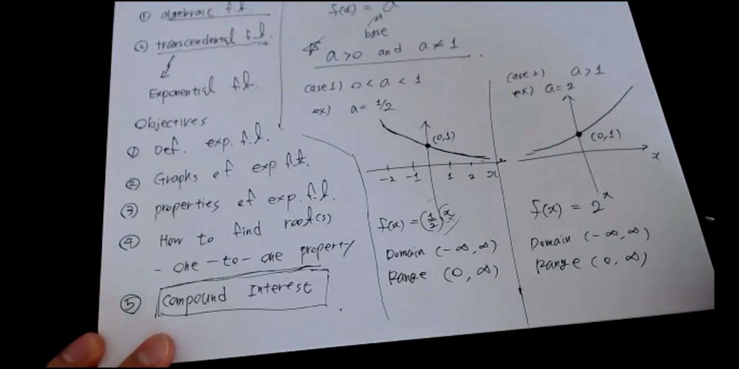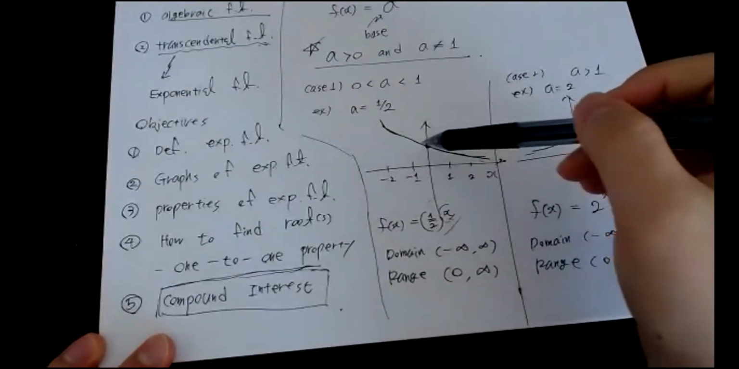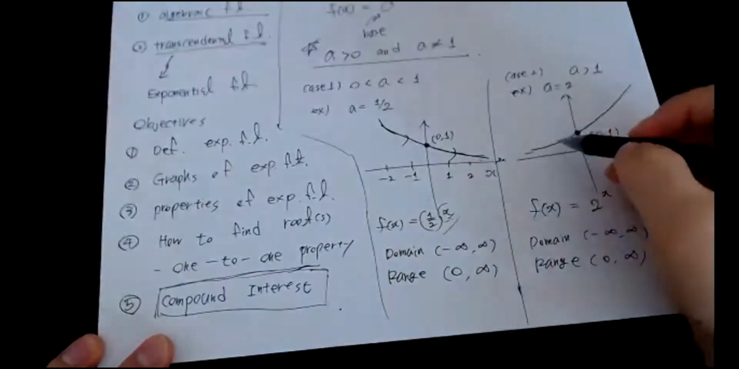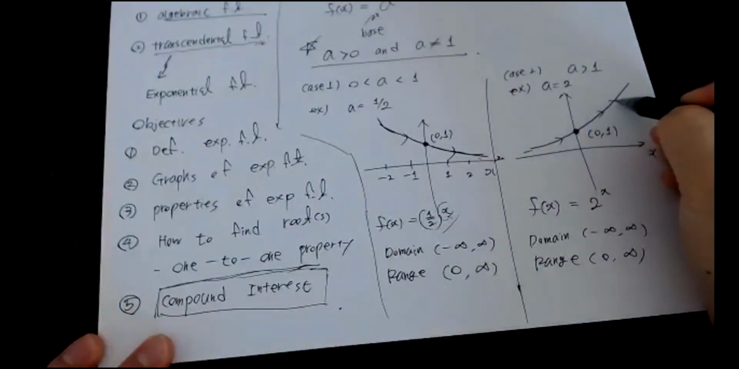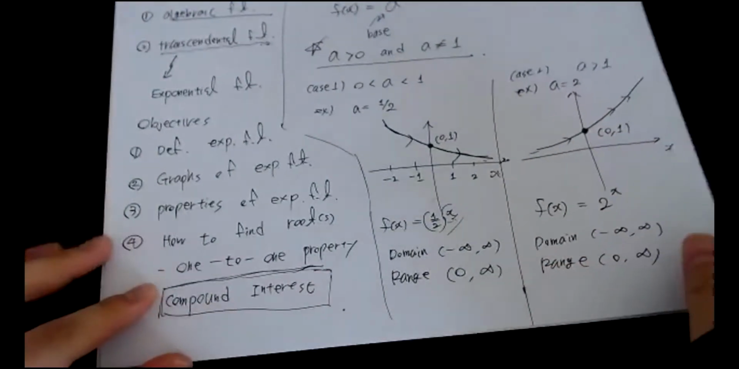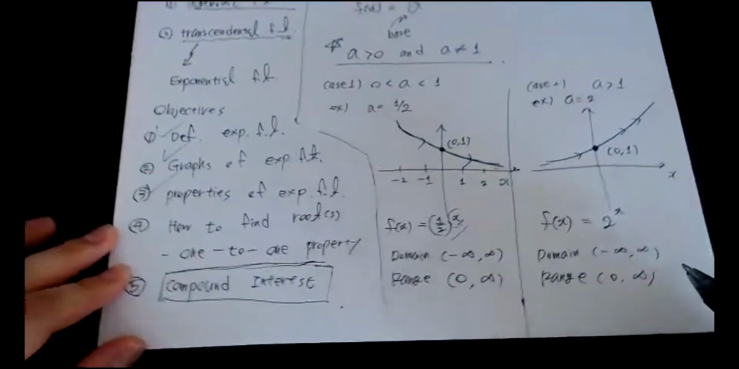Then what's the difference between the two cases? I told you. In case 1, the function is decreasing from negative infinity to infinity, and in case 2, the function is increasing from negative infinity to infinity. Keep this in mind. So now we got this, the properties of the exponential functions, right?